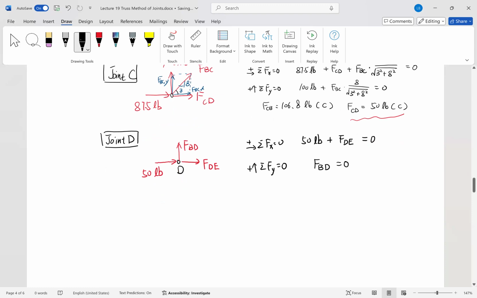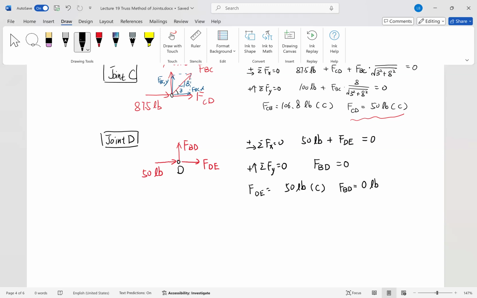So from here, we can solve. FCD is negative 50 pound. What does this negative sign mean here? It means that the direction of FCD is opposite to what we assumed. We typically assume that it's tension. The negative is compression. Then FBD, do we know that? We already know that it is 0 here. FBD is 0. Now we've already solved joint D here.